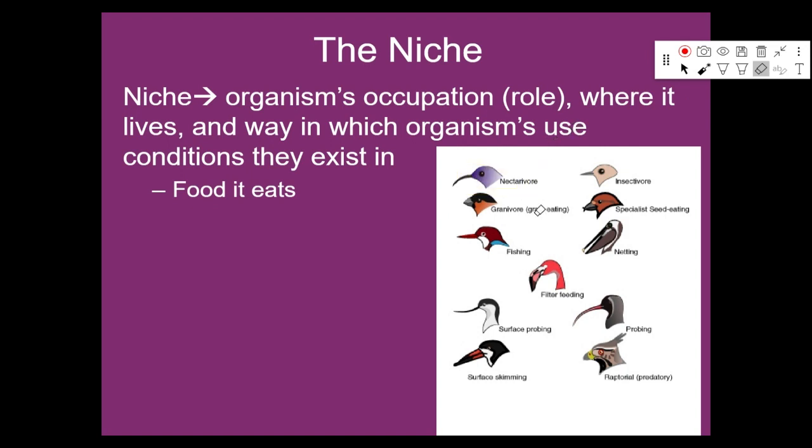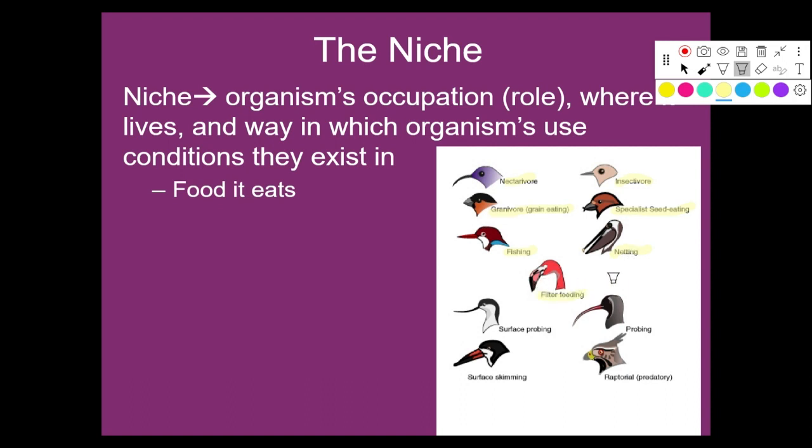It has evolved that beak so that it can just drink the nectar of the flowers, and it doesn't have to compete with this guy right here, the insectivore, for insects, right? So this one's drinking the nectar, this one's eating insects, and so they don't compete, right? And this guy right here is eating grain. That's its niche. This guy right here eats seeds. This one's for fishing, netting. So it catches fish differently. It just opens its mouth and they swim in there.